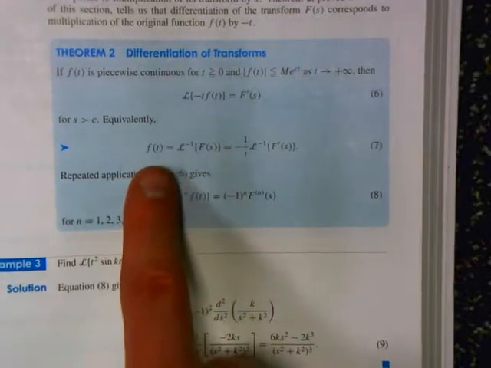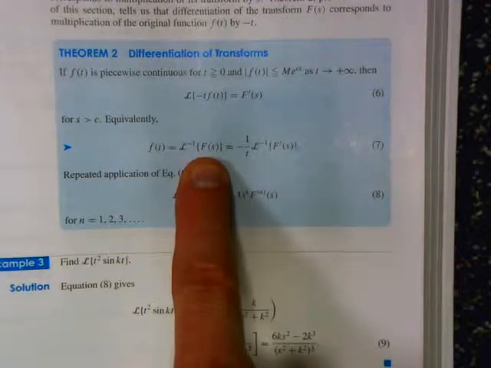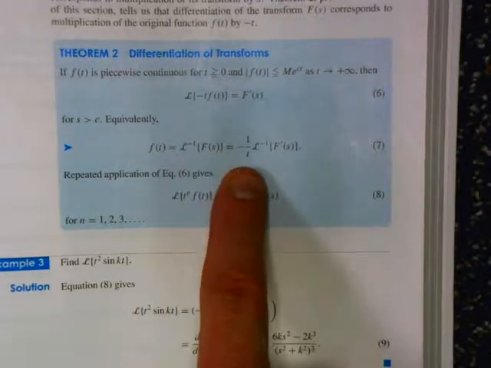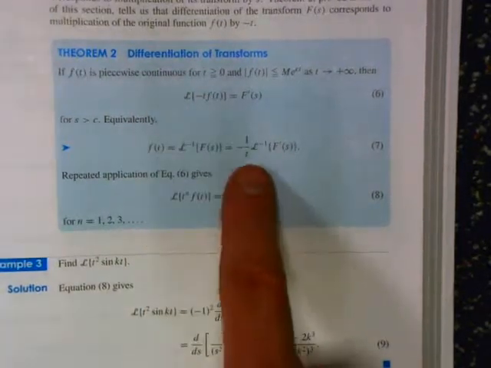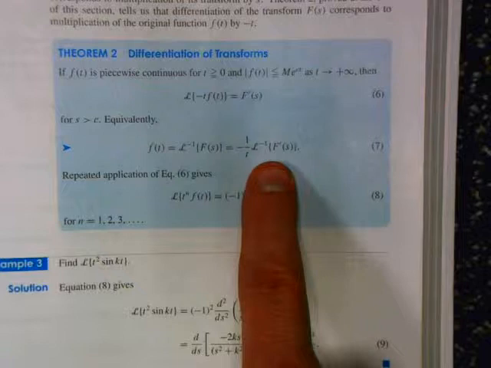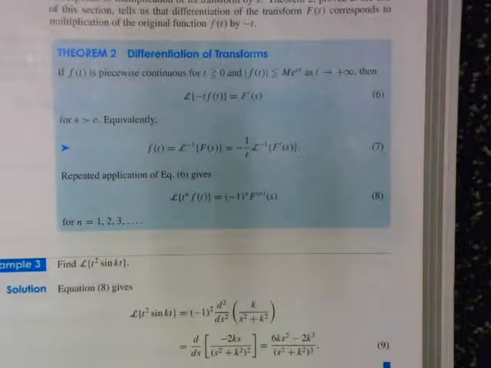Equivalently, if f of t is the Laplace transform of big F, you can pull out this t, except we're doing inverse Laplace transform, so it comes out as a division, and you take the inverse Laplace transform of the derivative. And we'll see where those are used here in a few minutes.